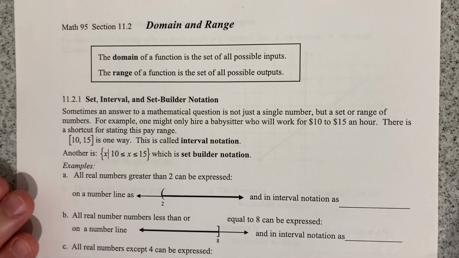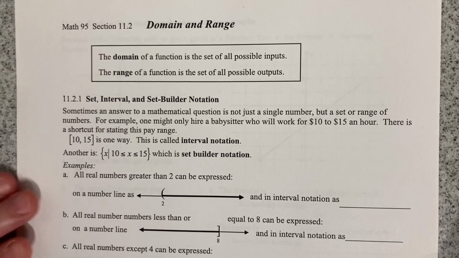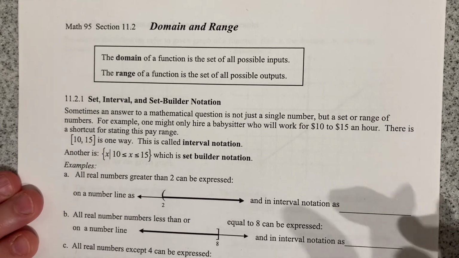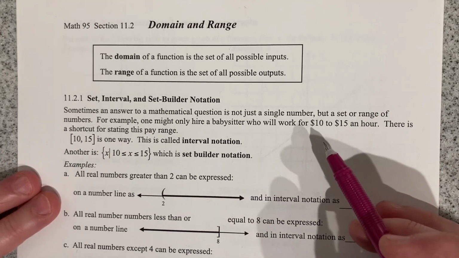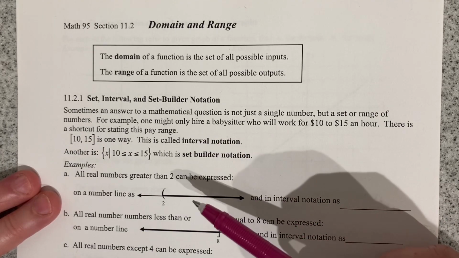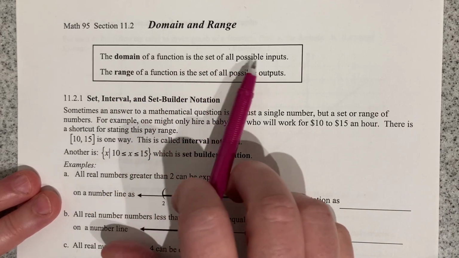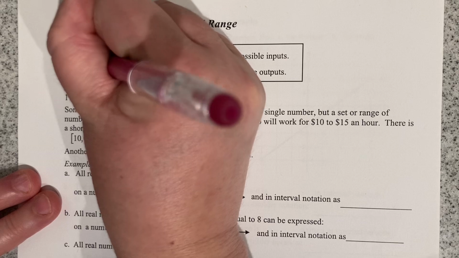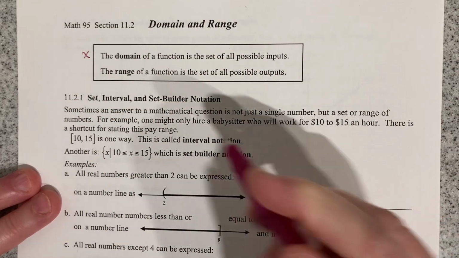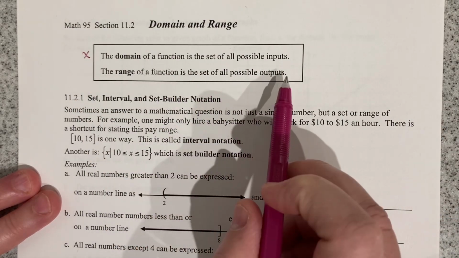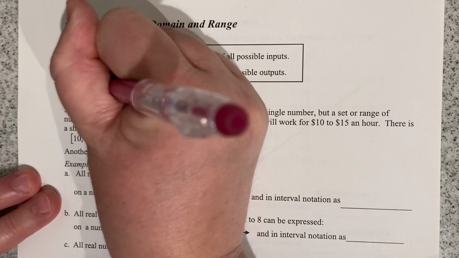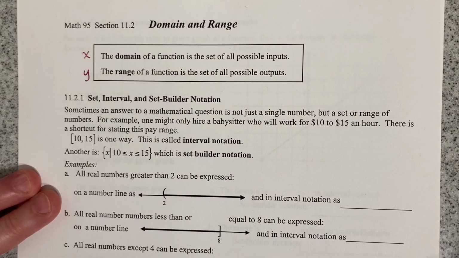We introduced domain and range in the last section, but let's get a little more in depth about domain and range and review interval notation. So domain, like we said before, is the set of all possible inputs, and usually that means all the X values. And range is the set of all possible outputs, usually that's the Y values.